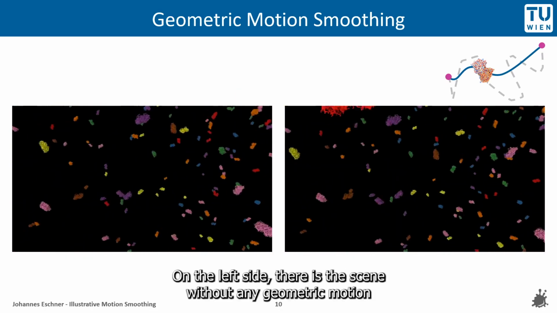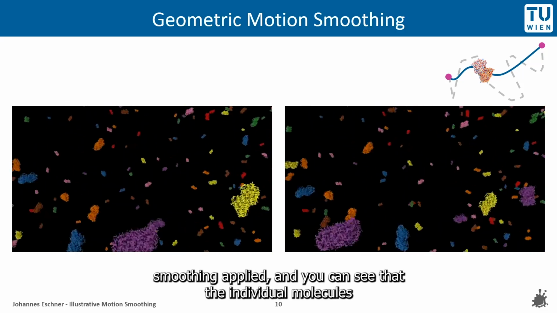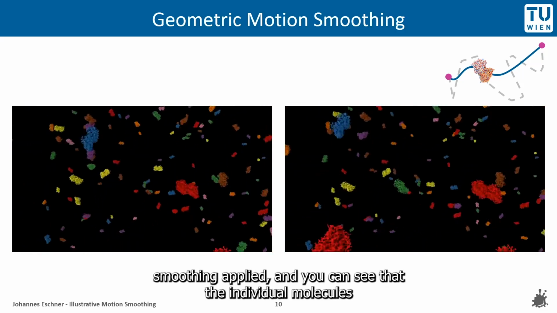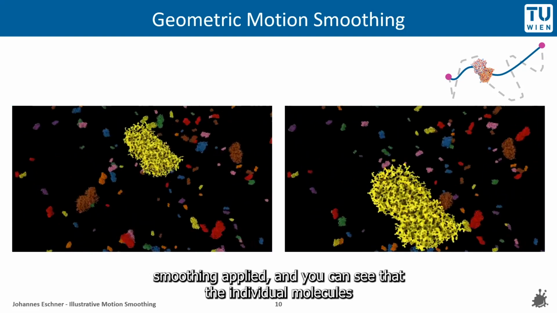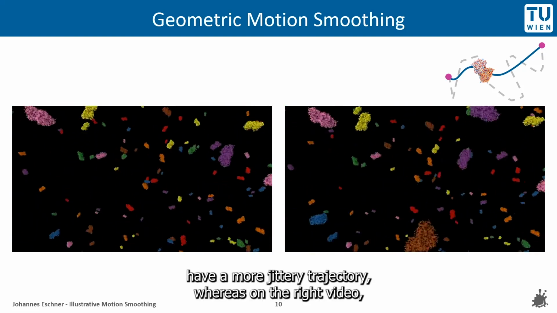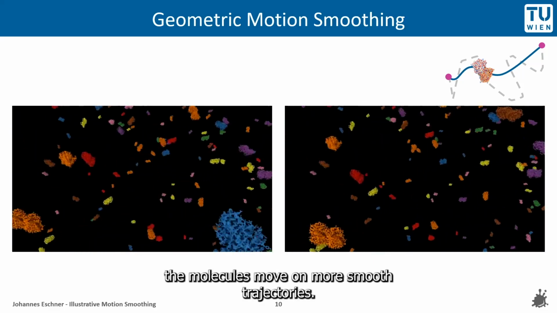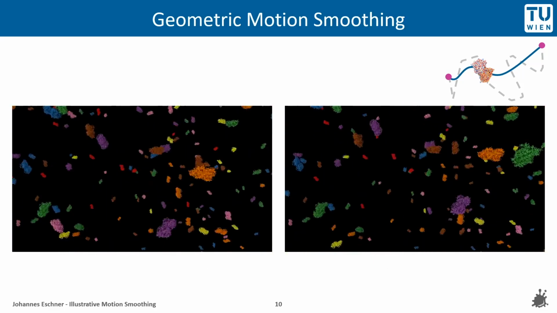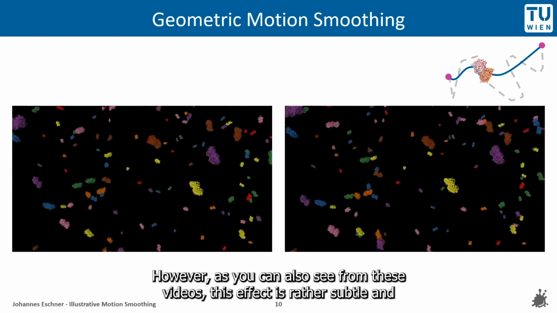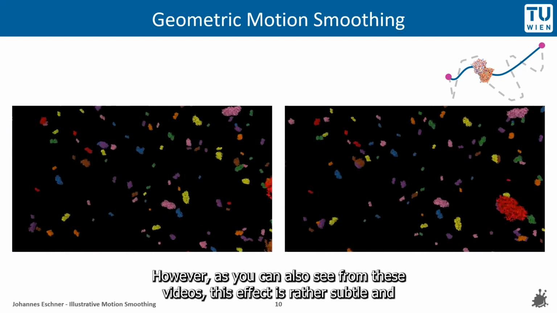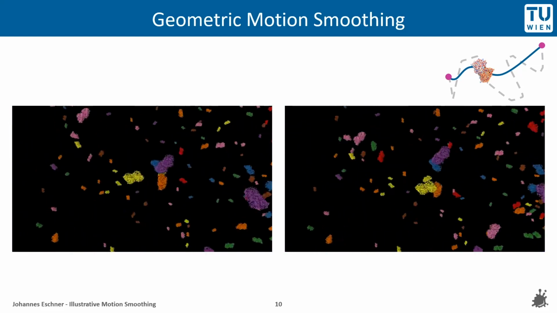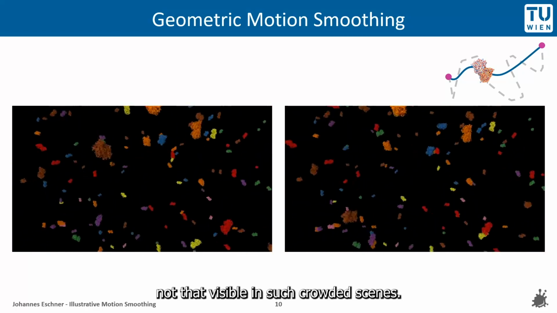On the left side there is the scene without any geometric motion smoothing applied, and you can see that the individual molecules have a more jittery trajectory, whereas on the right video, the molecules move on more smooth trajectories. However, as you can also see from these videos, this effect is rather subtle and not that visible in such crowded scenes.